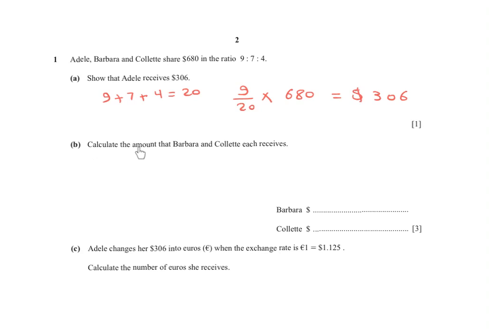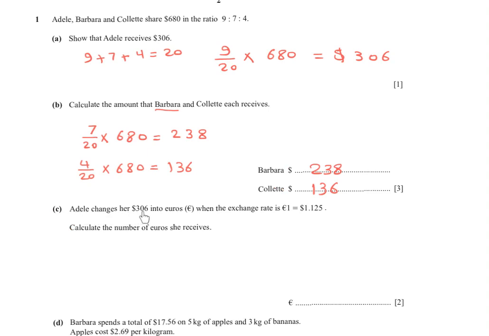B. Calculate the amount Barbara and Colette each receive. Barbara will receive 7 parts, so 7 over 20 times the total 680, and Colette will receive 4 parts, 4 over 20 times 680. With your calculator you can find the answer. So Barbara receives $238 and Colette $136.